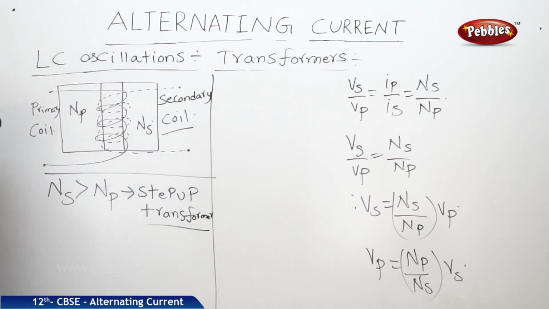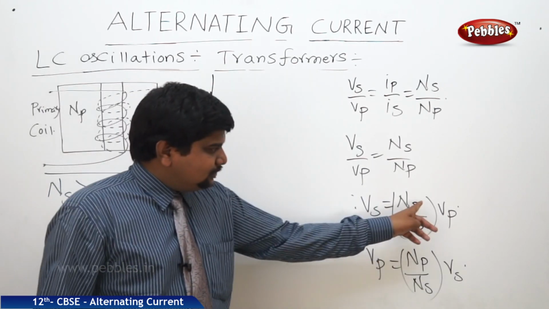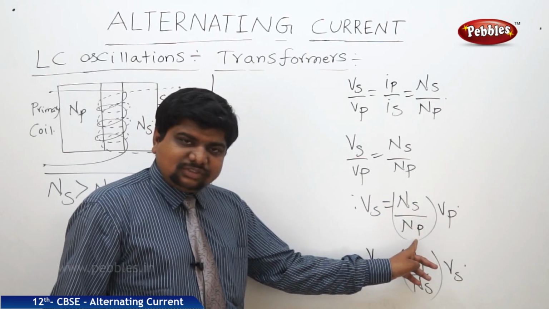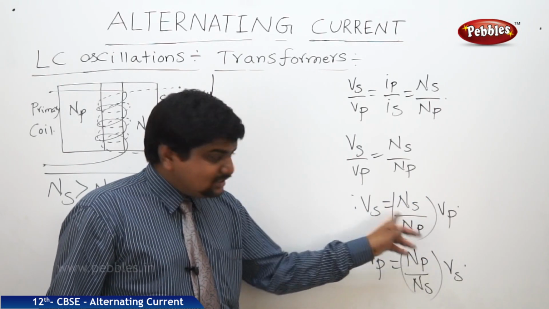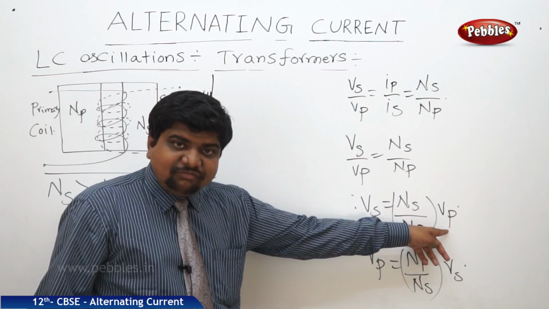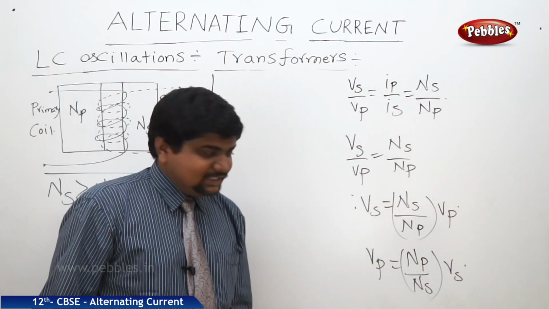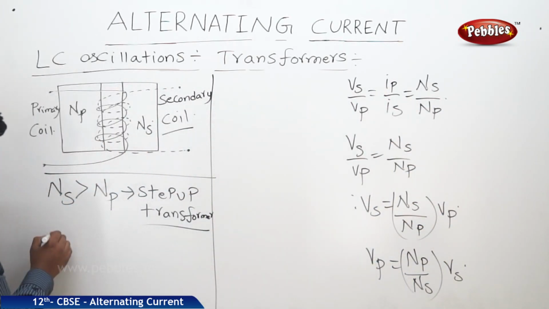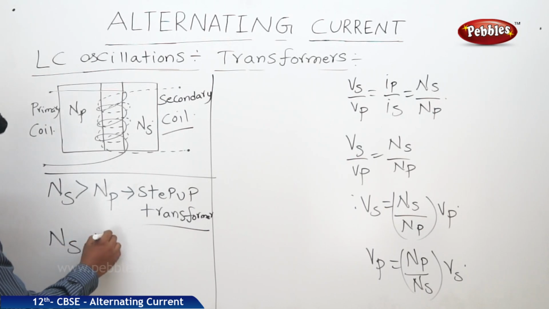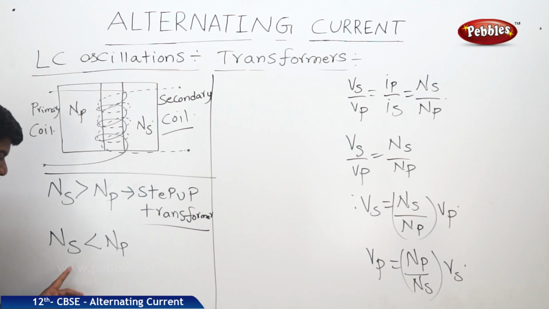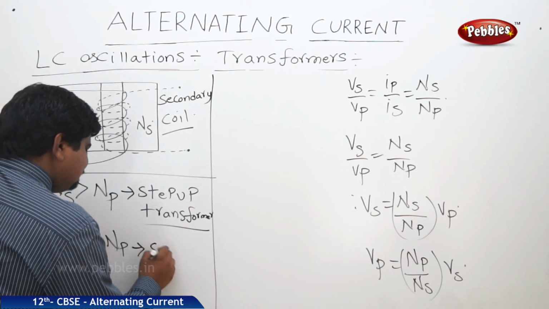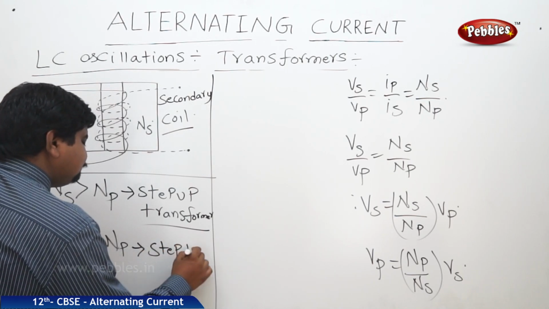See here, Ns is greater than Np. So what is the voltage through the secondary coil? Ns greater than Np means Vs is also greater than Vp, more than 1 unit. That is one piece of information. If Ns is less than Np, or Np greater than Ns, meaning the number of turns in the secondary coil is less than the number of turns in the primary coil, this is a step down transformer.